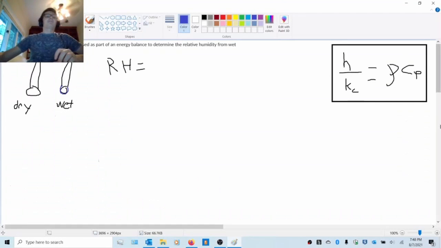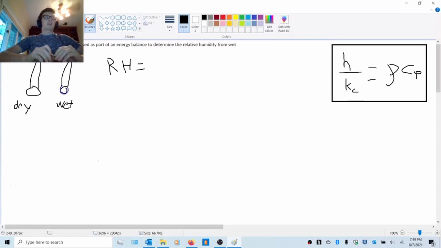Okay, so for this next part, I want to explain how the Lewis relationship is used as part of an energy balance to determine the relative humidity from wet and dry bulb temperatures. So, let's just explain this whole dry and wet bulb thing real quick. Let's say you have two thermometers. One has a dry bulb, hence the dry bulb temperature. One has a wet bulb, hence the wet bulb temperature. Now, if you have these two things sitting in a room, are the temperatures going to be the same, or are they going to be different?